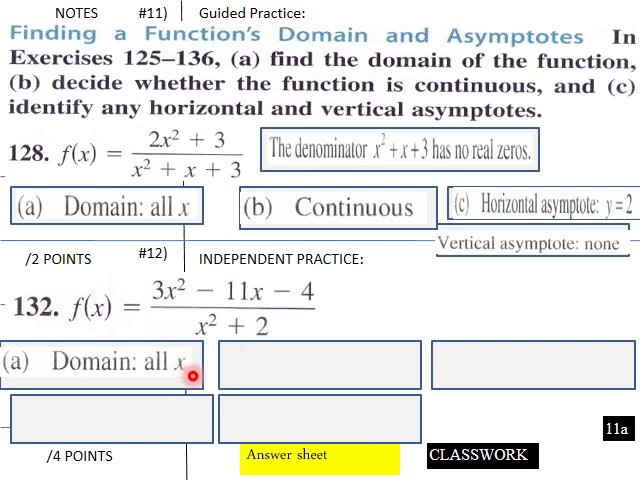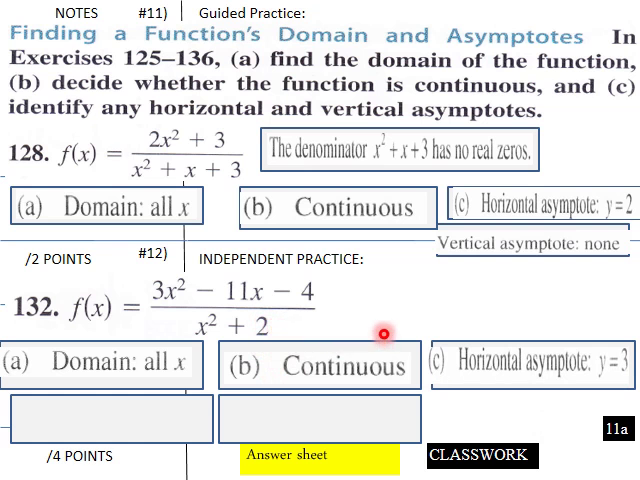And then down here, the domain would be all x. It is continuous. The horizontal asymptote would be y equals 3. Again, 3 over 1 would be your horizontal asymptote. And then there is no vertical asymptote here.